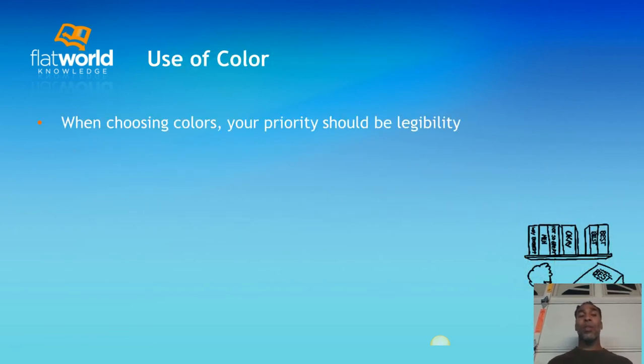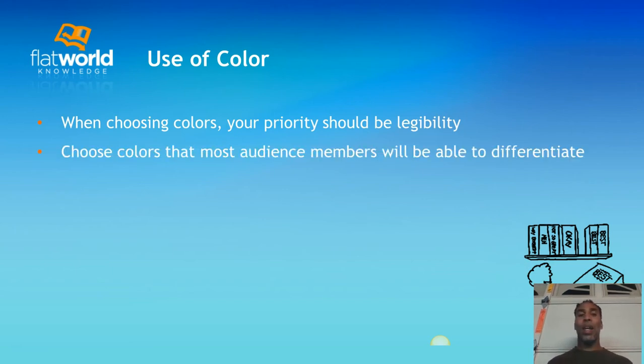Use of color is always good. You don't just see a white background on this PowerPoint presentation. When choosing colors, your priority should be legibility, right? So people can see it and understand it. Choose colors that most audience members will be able to differentiate, right? You want to be able to just tell when there's a different color.